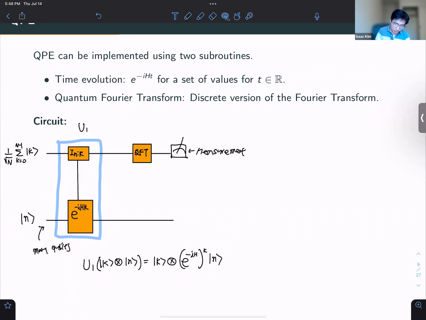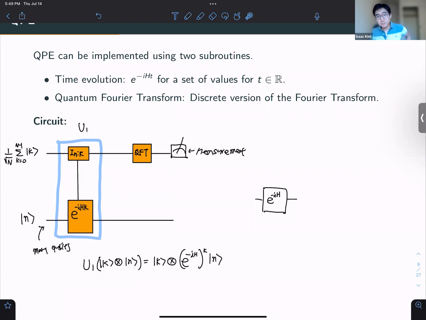So before I move on, let me make a brief comment. Suppose I know how e to the minus iH looks like. That is to say, suppose I know how to decompose this unitary into a sequence of 1 and 2 qubit gates. Then from that knowledge, how would I actually construct this thing?